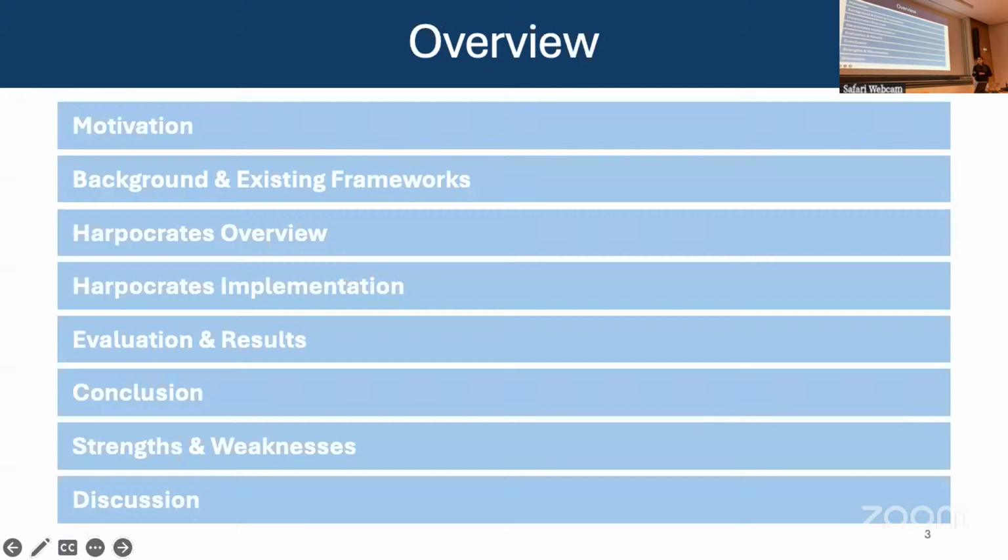Now, as an overview, we are going to start with motivation, then we'll move on to background and take a look at the existing frameworks. Then we'll look at Harpocrates. We're going to move on to evaluation results, conclude, and then move on to strengths, weaknesses, and finish it off with some discussion.